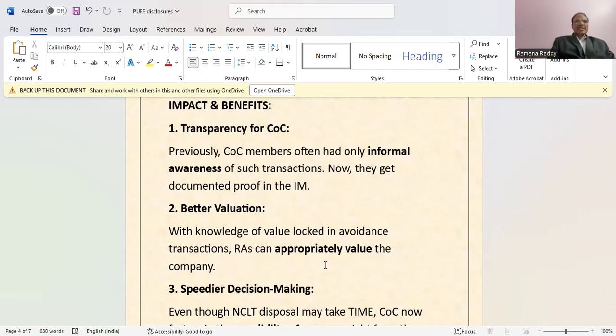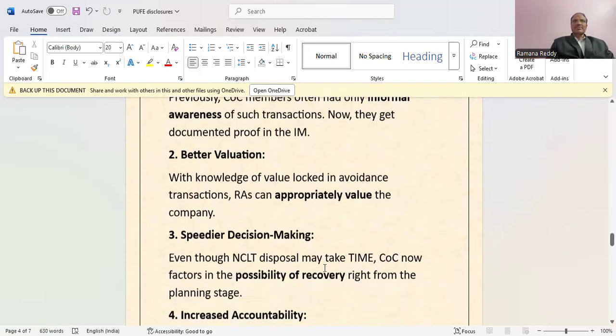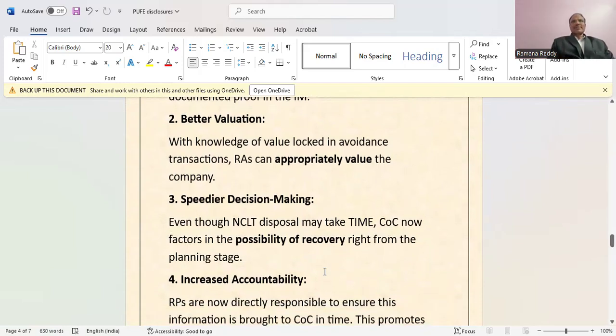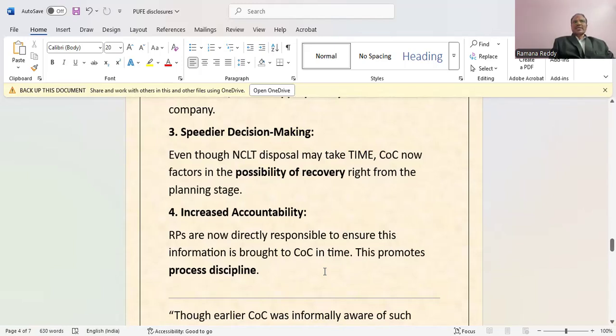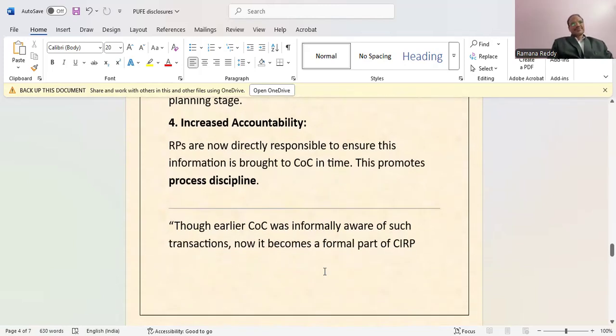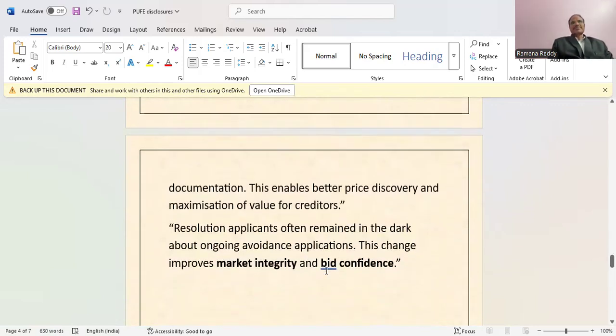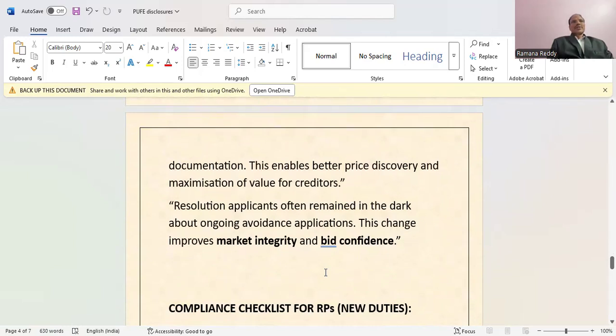And speedier decision making. Even though NCLT disposal may take some time, the CoC now factors in the possibility of recovery right from the planning stage. Accountability will increase. RPs are now directly responsible to ensure this information is brought to the CoC in time. This promotes process discipline. Though earlier the CoC was informally aware of such transactions, now it becomes a formal part of CIRP. This enables better price discovery and the maximization of value for creditors.